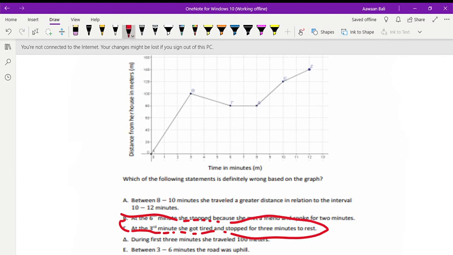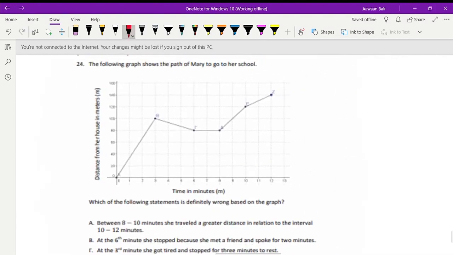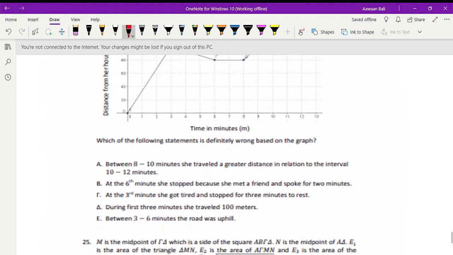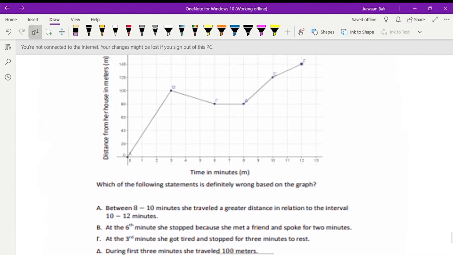For Vita, it says at the 6th minute she stopped to talk with a friend, and she spoke for 2 minutes, which means that she would stop traveling at all. So 6 minutes, and this went on for 2 minutes. 1, 2, yes. And she made no progress there. She didn't move an inch, which means that she stopped, and Vita's correct.